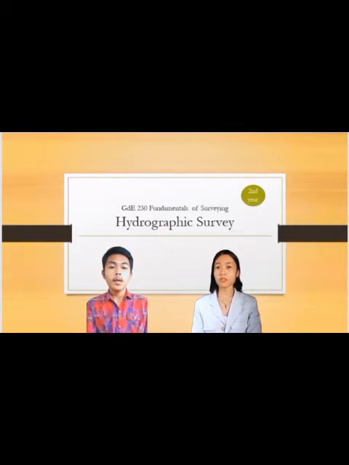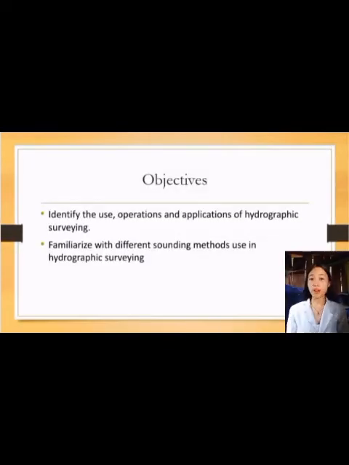So today, we're going to report about the Hydrographic Survey. So the following are the main objectives for our topic. First, identify the use, operations, and applications of hydrographic surveying. Second, familiarize with the different sounding methods used in hydrographic surveying.